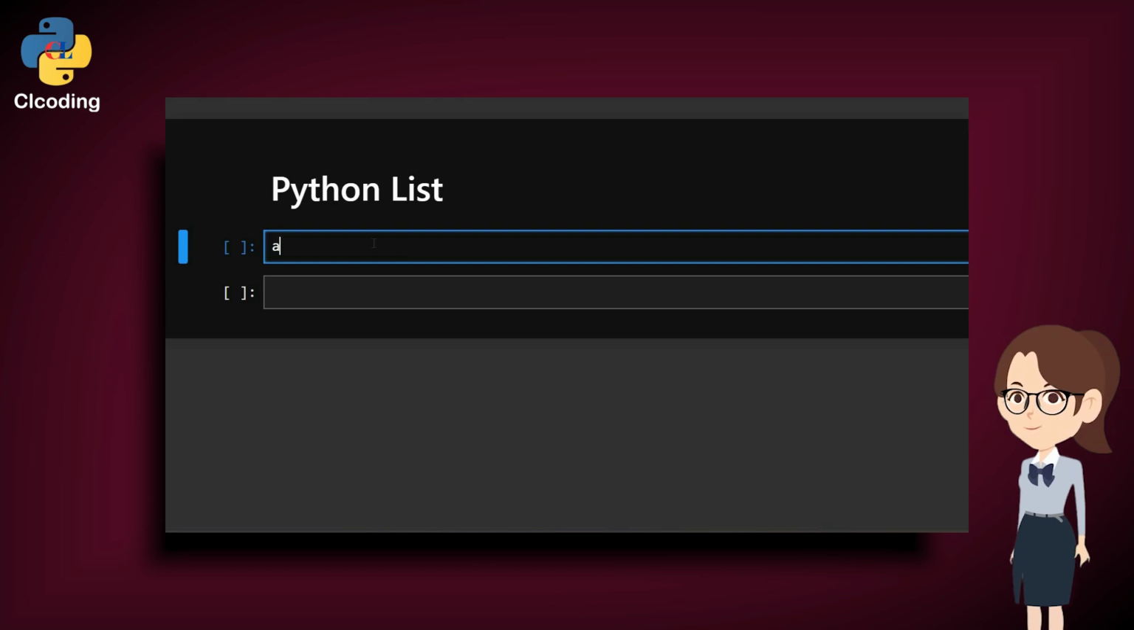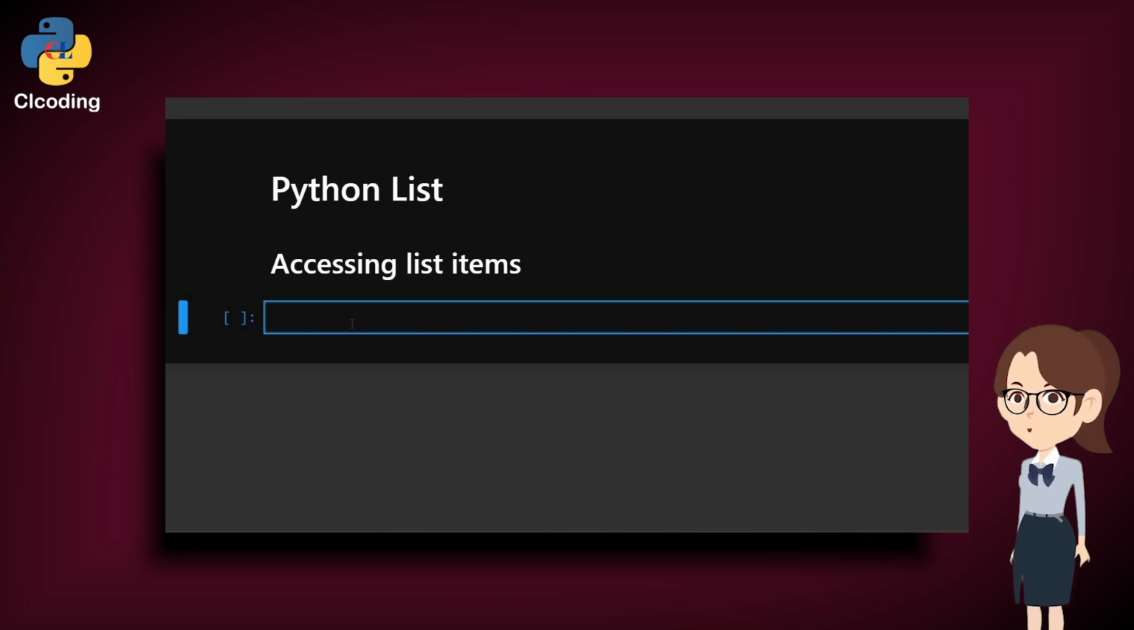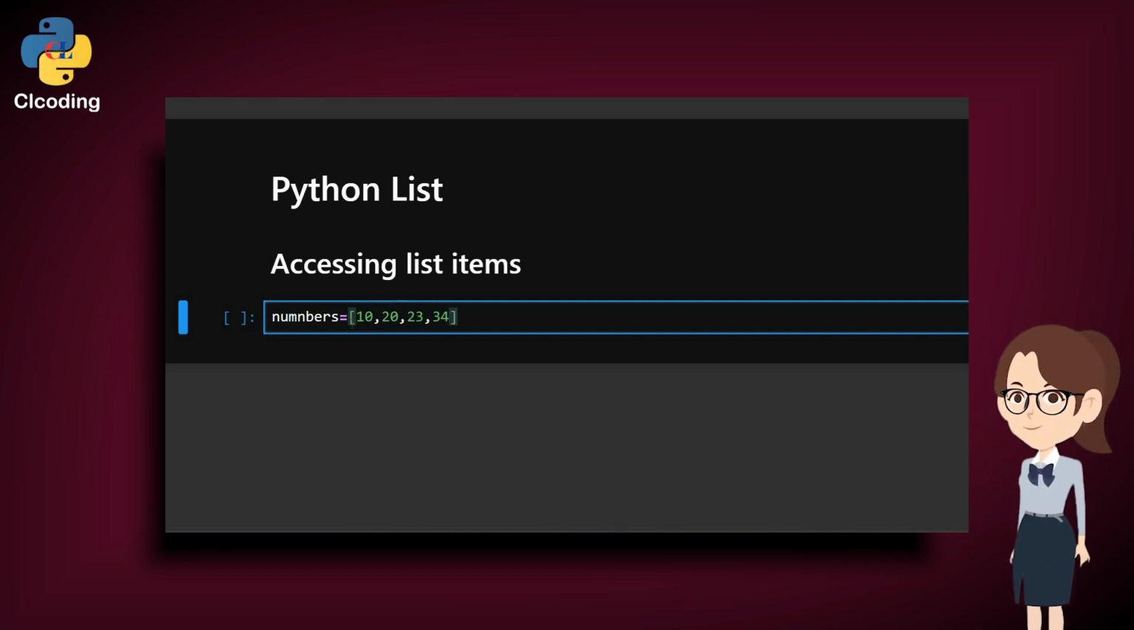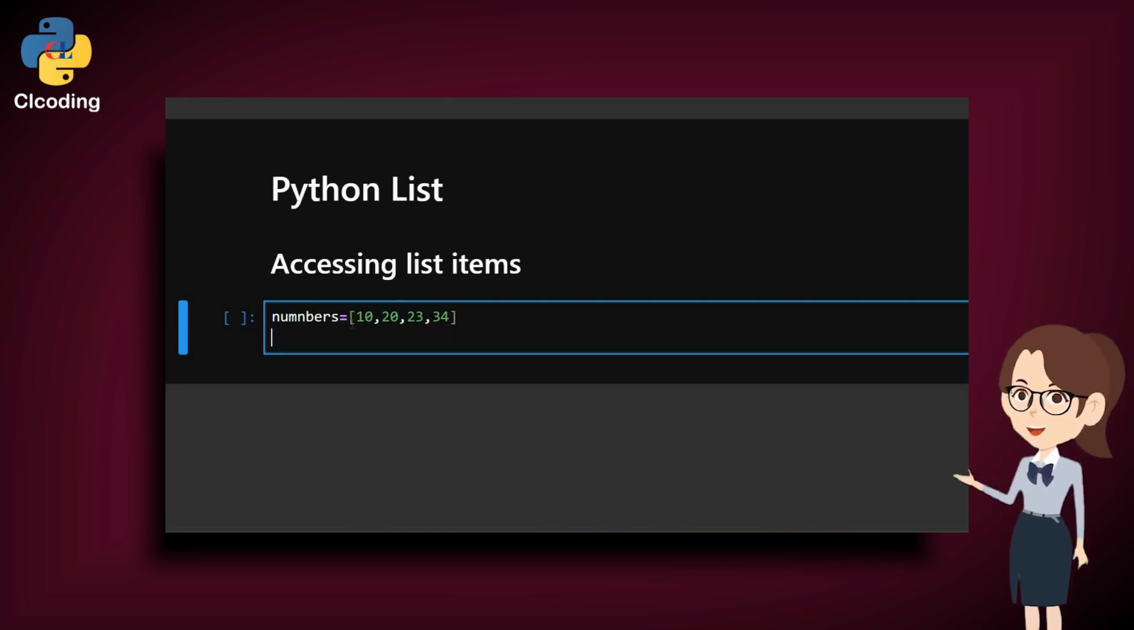So the first one is accessing list item. We can access list items using their index number. Indexing in Python starts from 0. So here we have created a list, and now we'll access the elements.